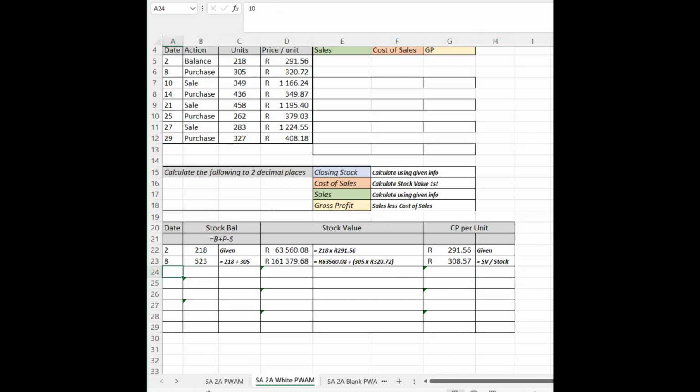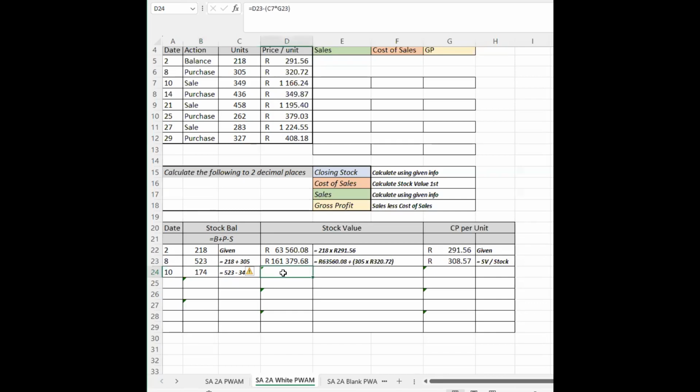Okay, we go on, and we know that on the 10th we make a sale. Okay, and we know that if we had 523 in stock and we sell the 349 given there, then we are left with 174 units. Well, what's the stock value?